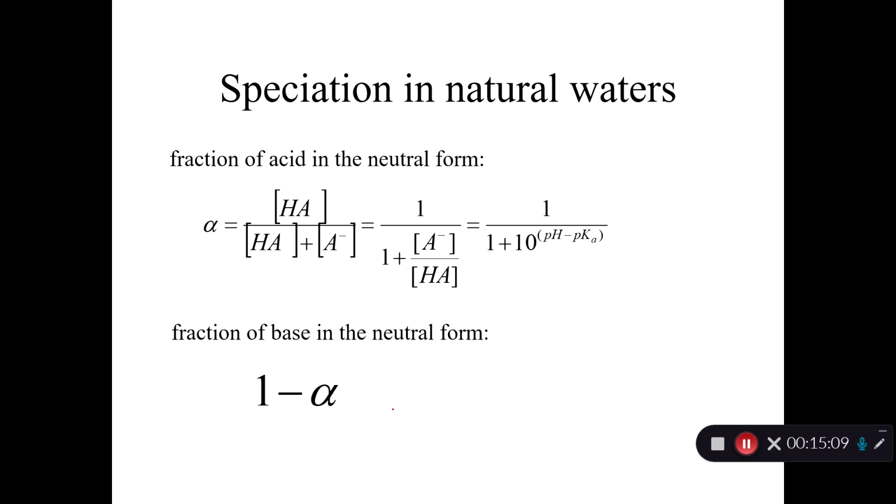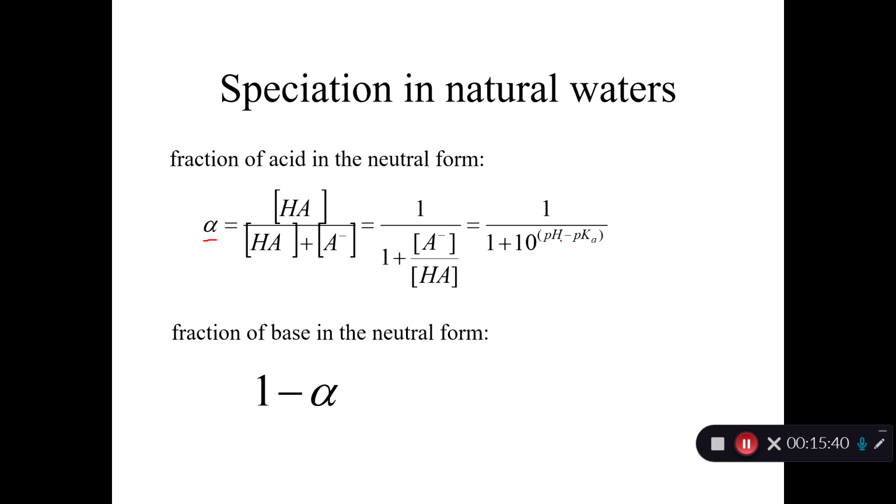So we could write an equation for the fraction of our chemical that is in the neutral form, and we're going to call that alpha. So that's the amount that is in the HA form divided by the total amount that's in the HA plus the A minus form. And we could rewrite that like this, and I don't know if you remember this ratio here, but we already said that the log of that ratio was pH minus pKa. So alpha is 1 over 1 plus 10 to the power of pH minus pKa.